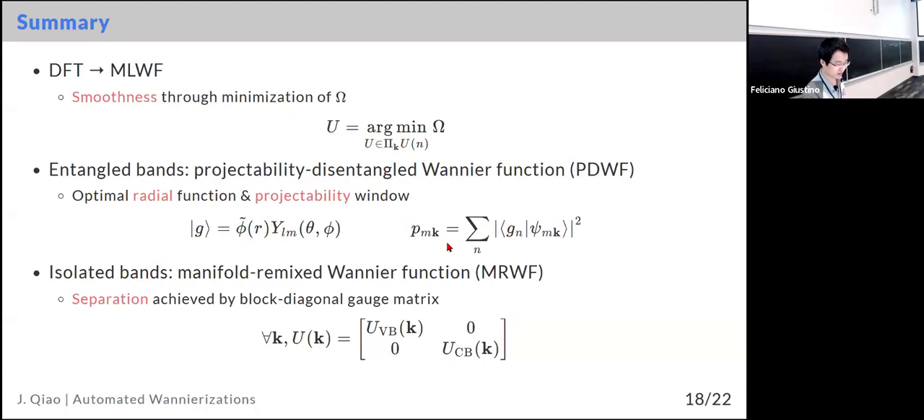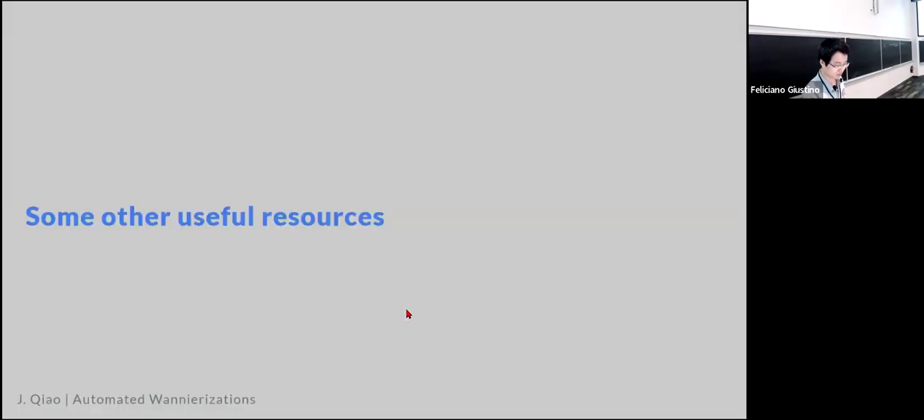And then we can define a projectability window to single out the localized states. For the isolated band case, we introduce manifold remixed Wannier function. In the end, we're trying to get a gauge matrix that is block diagonal for the valence and conduction, and also they must be smooth. So this is done through parallel transport.